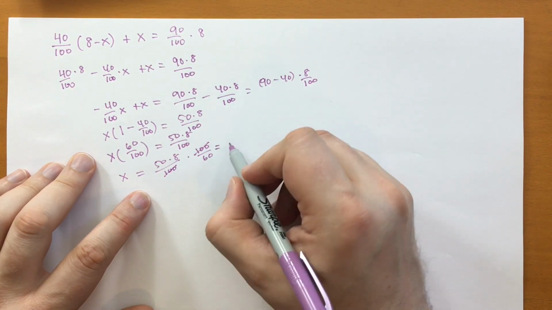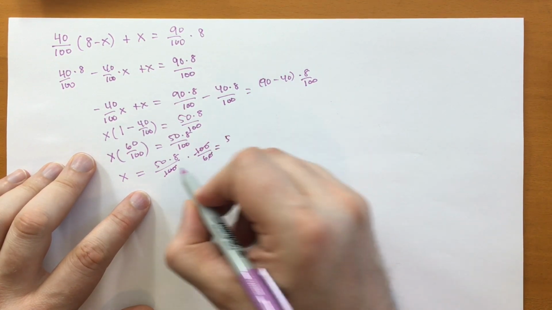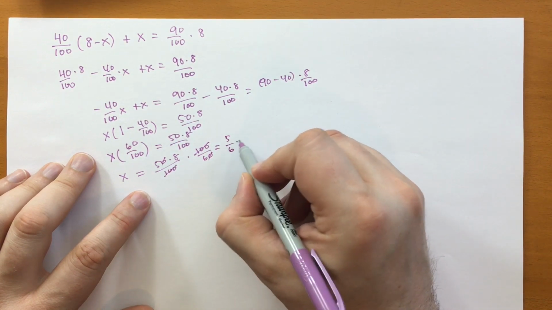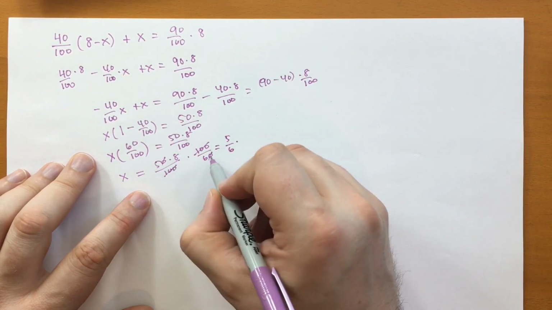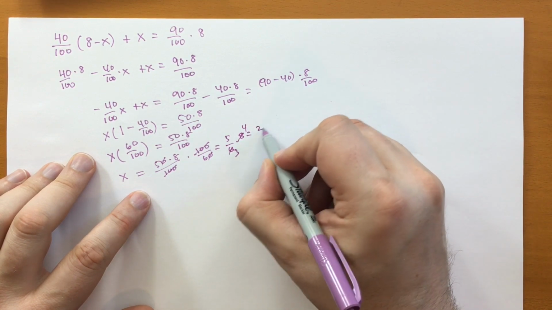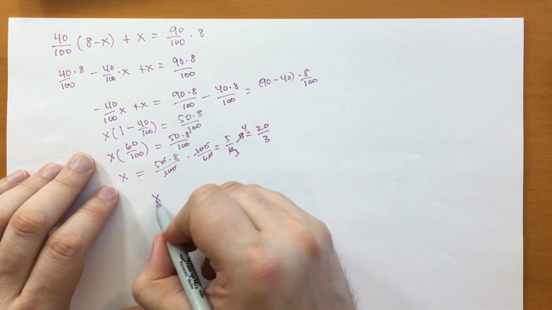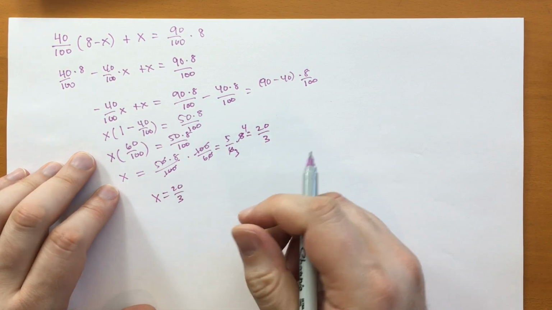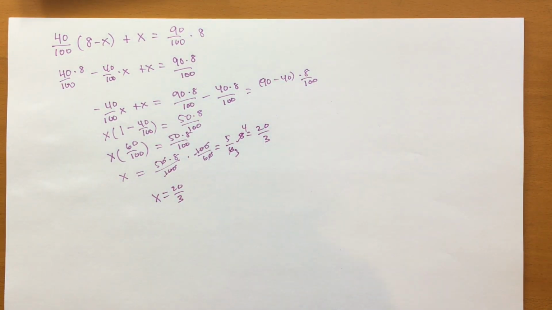and we get 5/6. The tens here cancel, so we get 5/6 times 8. Well, we can cancel out that as well. There's a 4, there's a 3 left over, so we get 20 over 3. X is equal to 20 over 3. And that's the correct answer according to the book, I believe. Let me double check I did it correctly. Yes, 20 over 3 is correct.